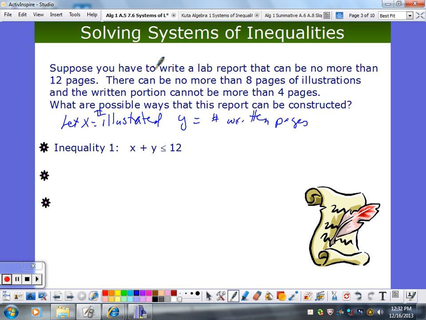Total, right? It says you have to write a lab report no more than 12 pages. Well, if I have two different kinds of pages, if I add them together, they can't be more than 12. So less than or equal to 12. How about this one? X less than or equal to 8. Where's that coming from? I can only have as many as 8 illustrated pages.